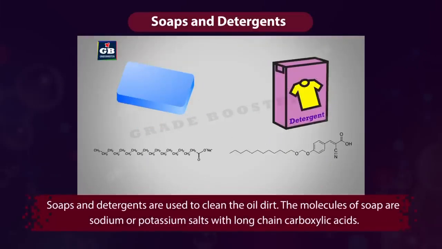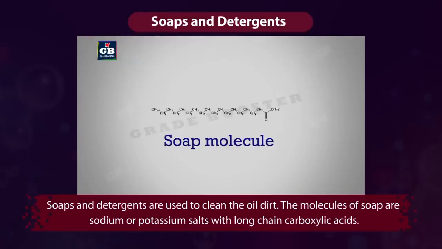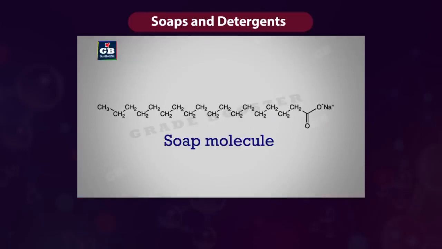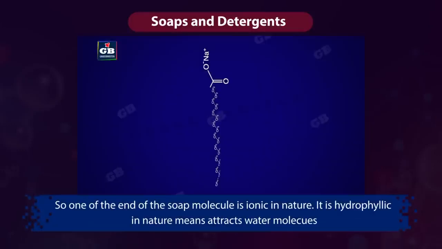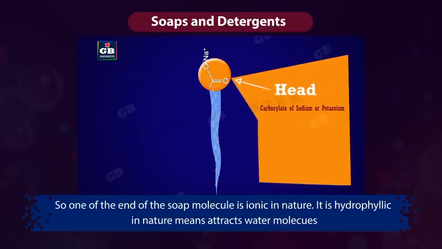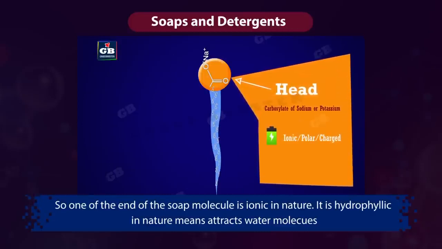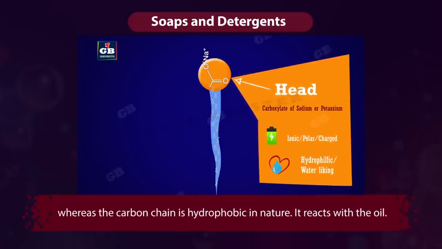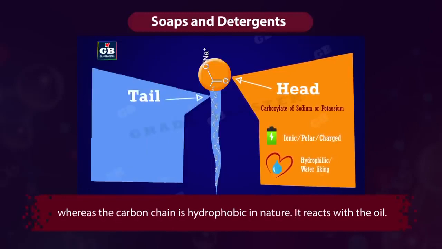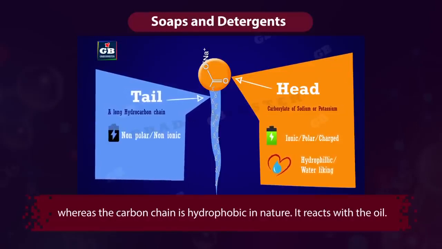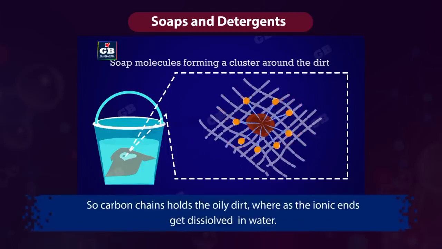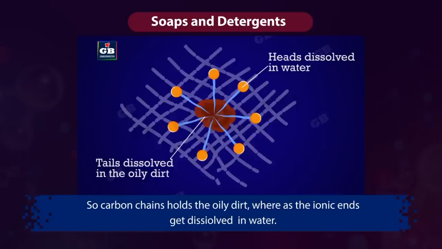The molecules of soap are sodium or potassium salts with long-chain carboxylic acids. So, one end of the soap molecule is ionic in nature. It is hydrophilic in nature. That means it attracts water molecules. While the carbon chain of the soap molecule is hydrophobic in nature, means it reacts with the oil. So carbon chains hold the oily dirt, whereas the ionic end gets dissolved in water.